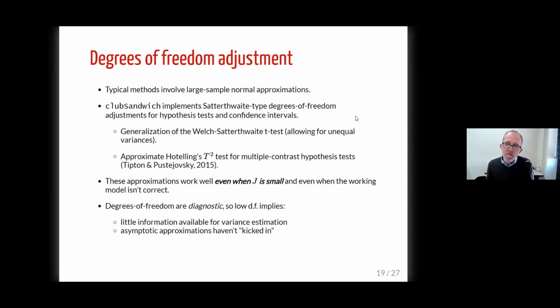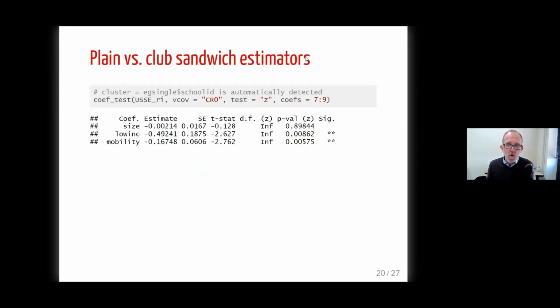If you have extremely low degrees of freedom, then you want to be wary. Once you've got above about 5 or 6 degrees of freedom, you can have some confidence that the small sample adjustments implemented in clubSandwich will work well. They'll give you tests with proper coverage levels.